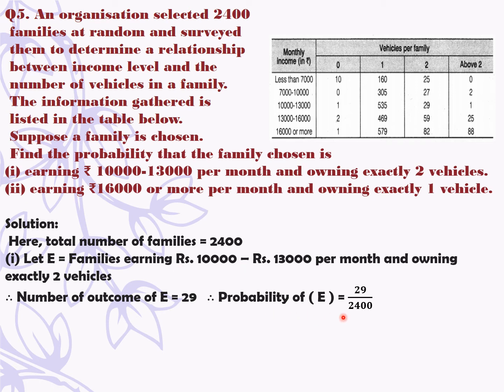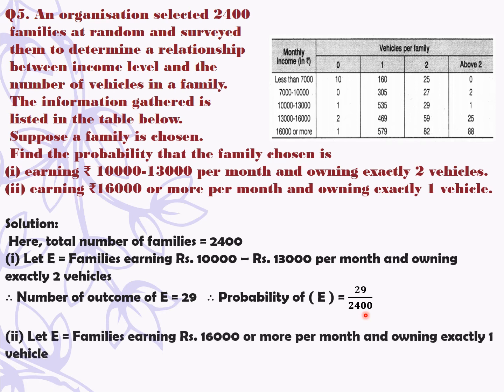Therefore, the probability of event E will be the total number of favorable outcomes, which is 29, and the total number of outcomes or families, that is equal to 2400. Hence, the probability of E is 29 by 2400.